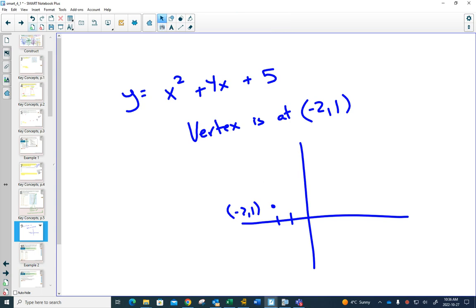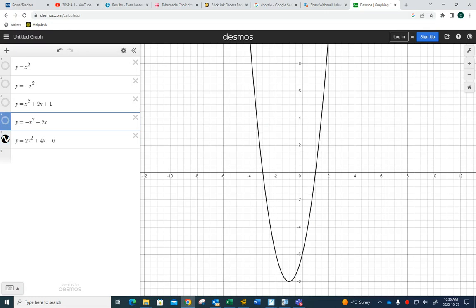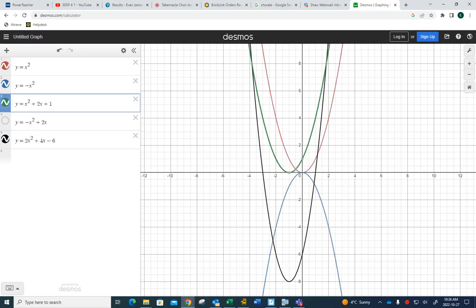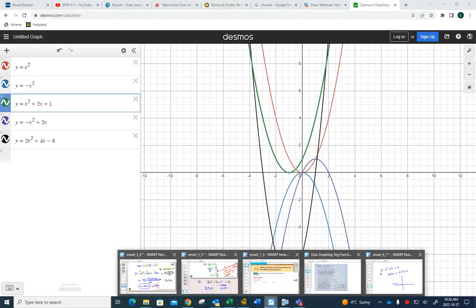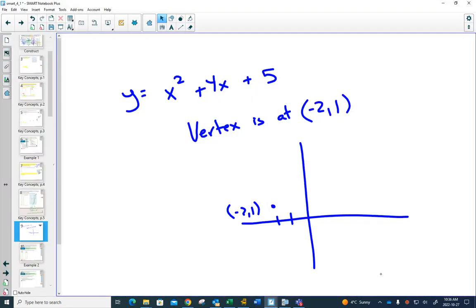Based on the Desmos stuff that we've done already, here, I'll put all 5 of them up. In the 5 that we had, 3 opened up and 2 opened down. The purple and the blue one, they opened down. The red, the green, and the black opened up. Now I just wrote out a new equation. Does this one open up or open down? It opens up. Nice pattern recognition.